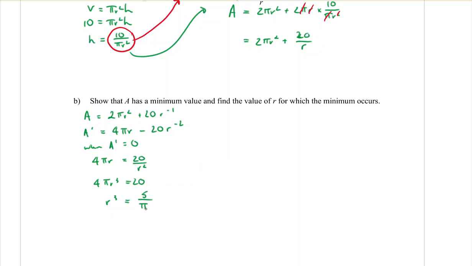Okay, then I need to cube root, which is not so nice because I can't cube root any of that. So cube root of 5 over pi. I'm going to leave it like that for now. Okay, so I need to know whether that is a maximum or a minimum. So what do I need?